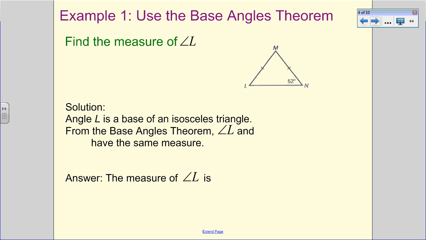All right, so if we take a look at example 1 using that base angle theorem, find the measure of angle L. Well, we know that angle L is the base angle of the isosceles triangle. It's opposite one of our congruent sides. And so angle L and angle N have the same measure. And so if angle N is 52 degrees, then we know the measure of angle L is also 52 degrees.